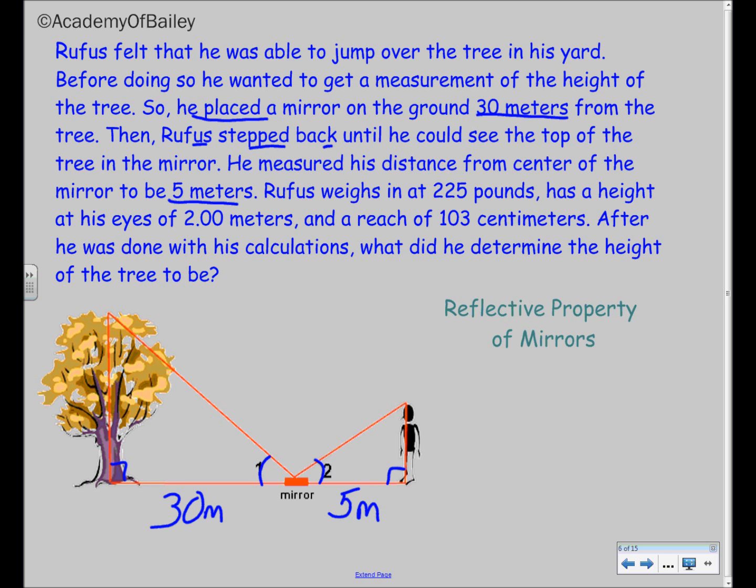Anyways, getting back. The important information is not his reach and not how much he weighs, but so much his height. And remember, this is height at his eyes because I know this triangle looks like he's going to the top of his head, but when Rufus is looking at the mirror, this is going to his eyes and not the top of his head. So the height at his eyes is 2 meters. So if we look here, we could figure out how tall that tree is.